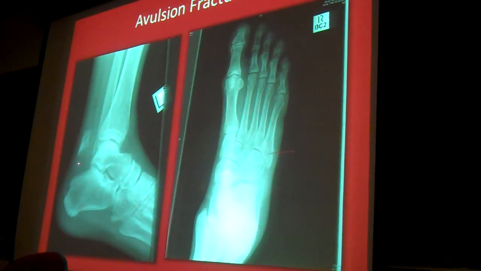Yeah, exactly. So the Achilles tendon has pulled it off. That's nasty. They're going to have to go back in and pull that down and pin that back in there because you can't get around with that. Is that just from stubbing your toe?